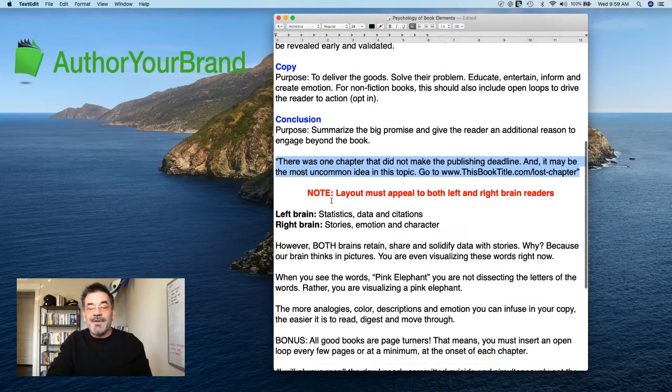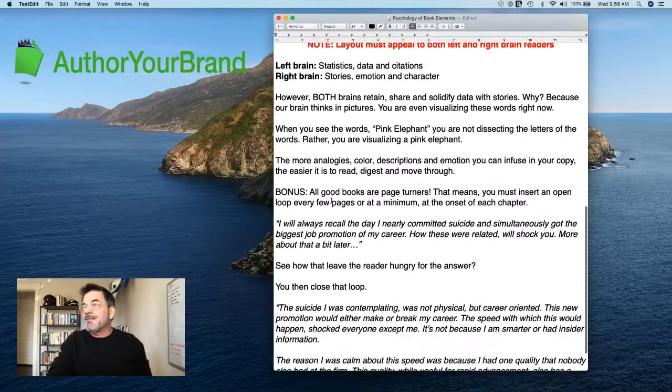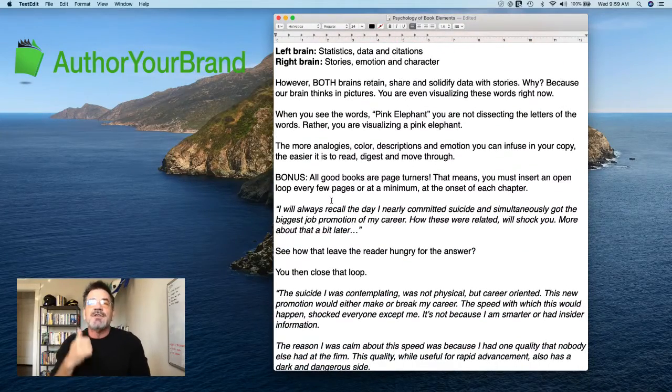But the most important thing, of course, is going to be stories. Because no matter if you're left or right brain, stories are remembered, shared, and they are the anchor to all the data in the world. You know, I'll use the word pink elephant, for example. If I say the words pink elephant, you're not looking at the letters P-I-N-K. You're thinking pink elephant. Our brain thinks in pictures. So the more colorful you can write the manuscript, the more emotion you can evoke through the words you use, the more analogies you use, the more you color a scene with the weather, with the protagonist's emotion, with what's going on in his life or in his thoughts.